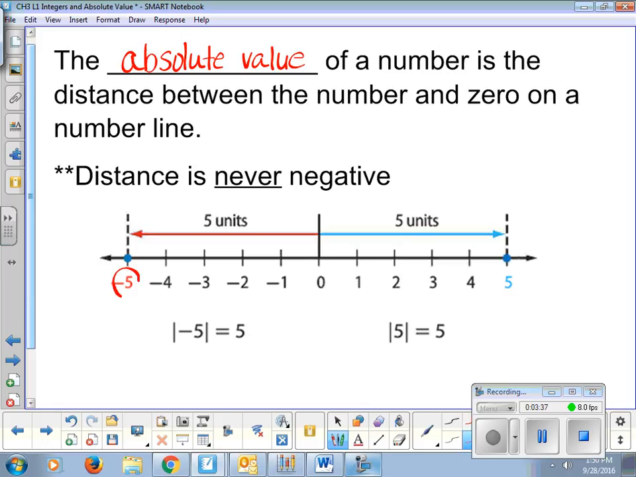The first example they give us is -5. -5 is 1, 2, 3, 4, 5 units away from 0. So absolute value is noted by these bars, and you're finding the absolute value of -5, which we know is 5. Same with +5. When you find the absolute value of +5, it is 1, 2, 3, 4, 5 units away from 0, so the absolute value of 5 is also 5.